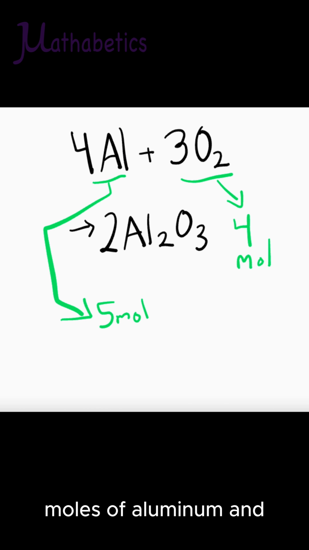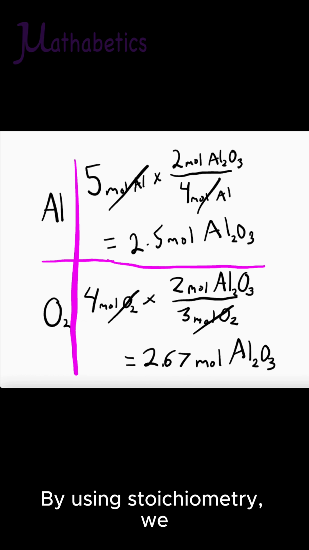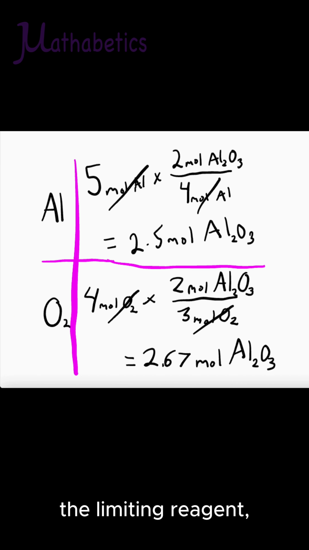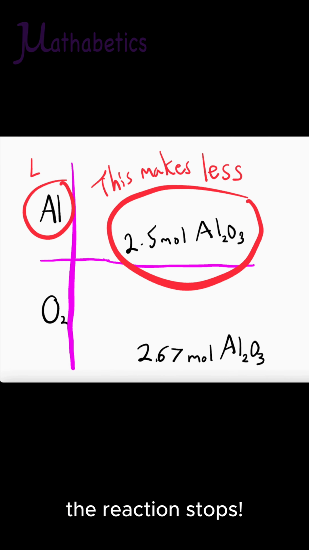Suppose you have 5 moles of aluminum and 4 moles of oxygen. Which one runs out first? By using stoichiometry, we determine that aluminum is the limiting reagent, meaning once it's gone, the reaction stops.